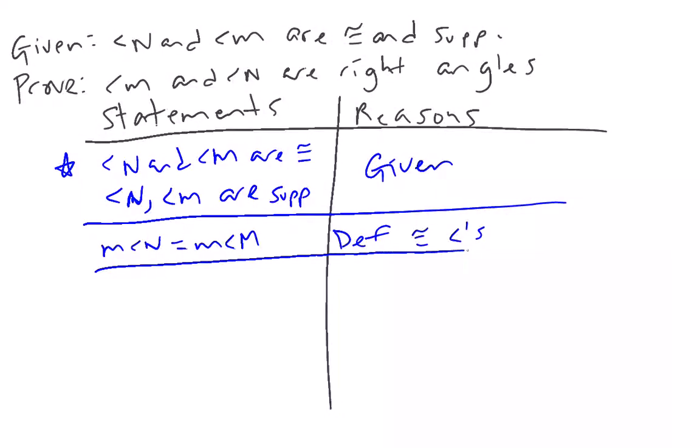After that, I can't really go anywhere right now, so I'm going to move down to the second given, that they are supplementary. So I can say that the measure of angle N plus the measure of angle M equals 180 degrees, and that's by definition of supplementary.